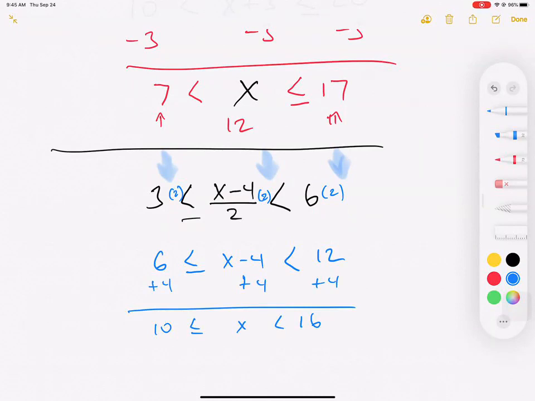Now if you pick a number between 10 and 16, let's pick 14. 14 minus 4 is 10. 10 divided by 2 is 5. Hey, 5 is between 3 and 6. Let's pick another number. Let's pick 12, because 12 is between 10 and 16. 12 minus 4 is 8. 8 divided by 2 is 4. Hey, that works too. 4 is between 3 and 6.